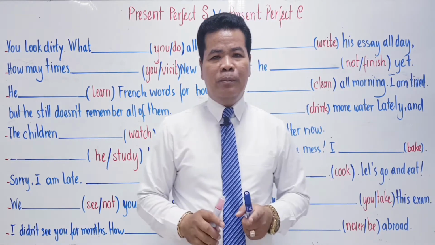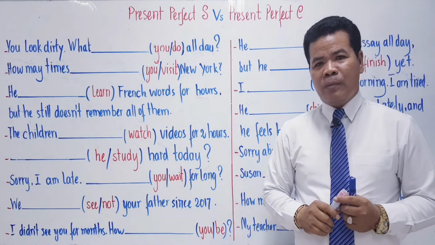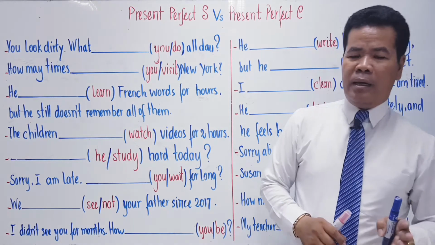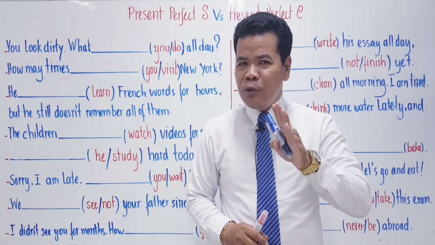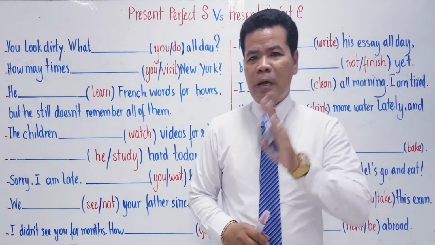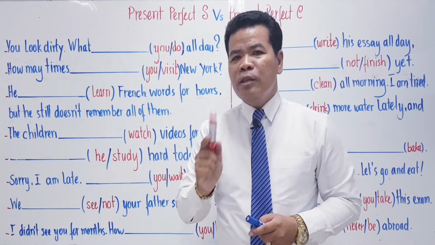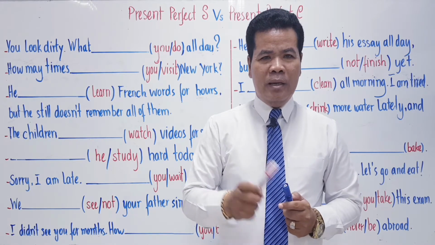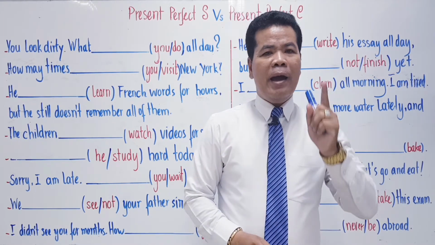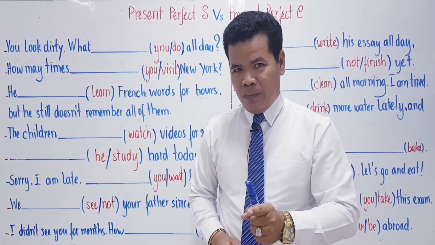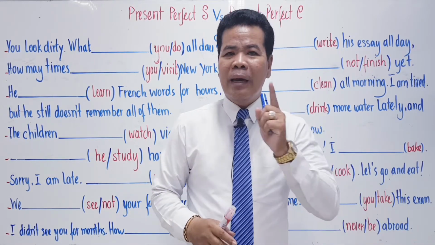Now, let's go to the board. Present perfect versus present perfect continuous. As I have told you at the very beginning, before doing the exercise, you have to have the steps of thinking, the steps of doing. Try to know exactly what they want you to do. Second, you have to remember the forms. You have to remember the uses. After you know all of them, it can help you 80% already.